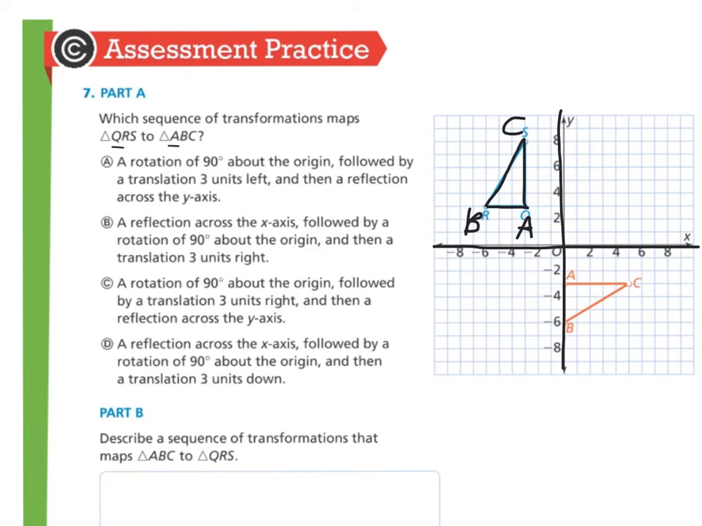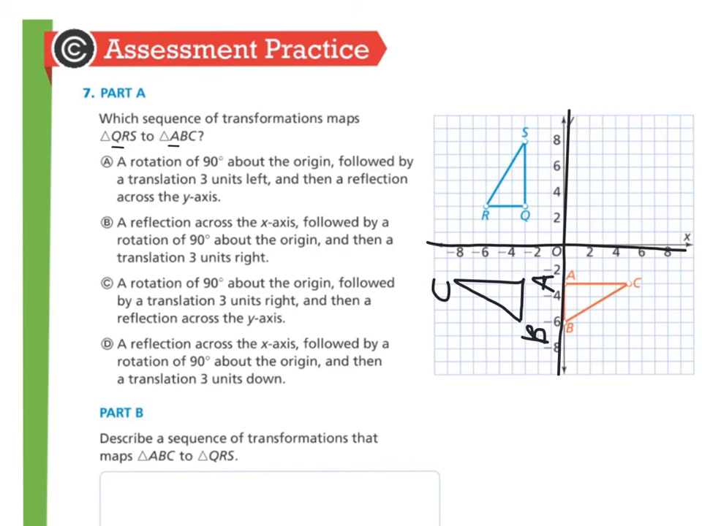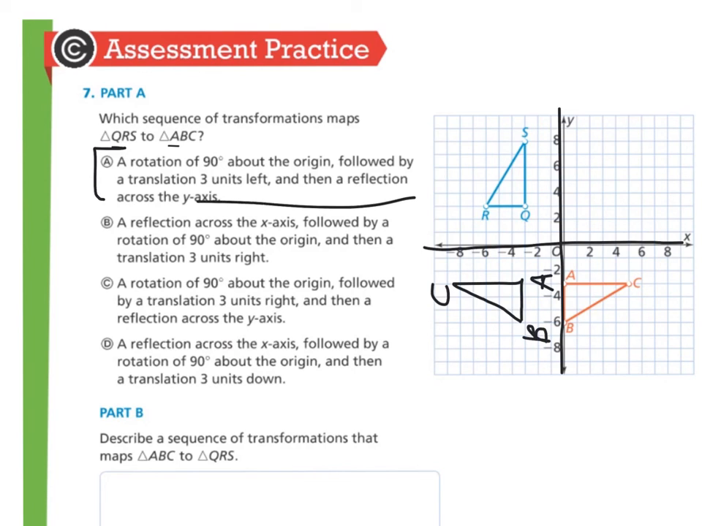So part A, it's saying maybe that we're doing a rotation of 90 degrees. So let's look at this. If we were doing a 90-degree rotation, and again, we're going to assume counterclockwise since they didn't say, and that's what they always do. And then a translation 3 to the left. That would put us right on the y-axis. Then a reflection across the y-axis. That looks like the winner right there. So answer would be A for this one.